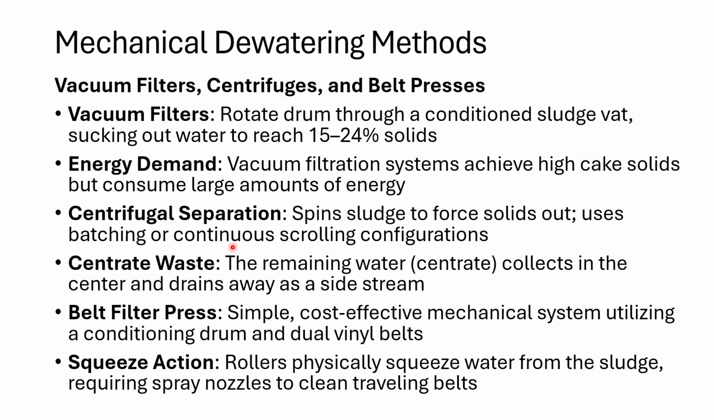You can use a centrifuge. And all a centrifuge is, it's going to take that thickened sludge, it's going to spin it around, and the water is going to collect in the center and drain away, and it's going to be returned as a side stream. That's called centrate waste. And the solids are going to hit the sides of that centrifuge, and they're going to come down and they're going to be taken away. And the idea here is you're typically going to use like a batching method.